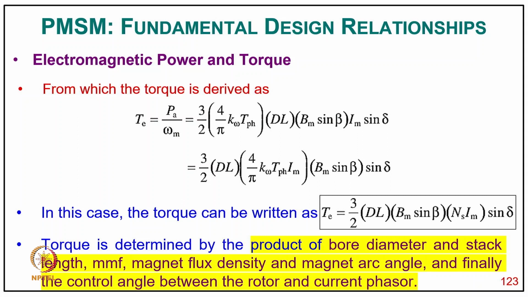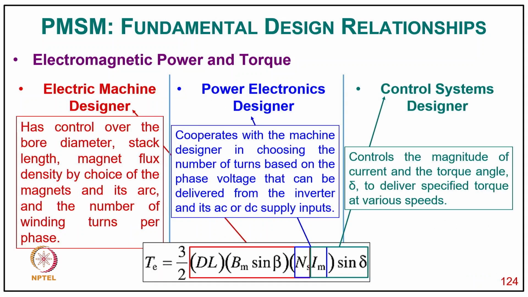So in this case torque can be written as T equal to 3 by 2 dl Bm sin beta into Ns Is Im sin delta. So torque is determined by the product of bore diameter and stack length, MMF, magnetic flux density and the magnet arc angle, and finally the control angle between the rotor and current phasor.